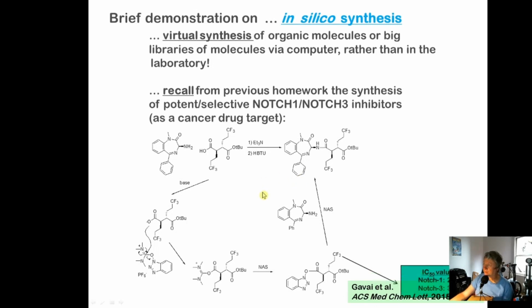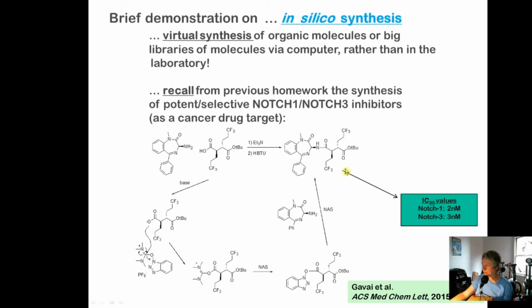Okay. In this case, this was a potent inhibitor of Notch1 and Notch3, which are anti-cancer drug targets, with 2 nanomolar, 3 nanomolar activity. They called it pan-notch, just like pandemic, right? Pan-notch means we're inhibiting everything, whereas pandemic, I guess, would refer to an epidemic over a large population. But in this case, it's inhibiting 2 of these Notch proteins with low nanomolar activity.